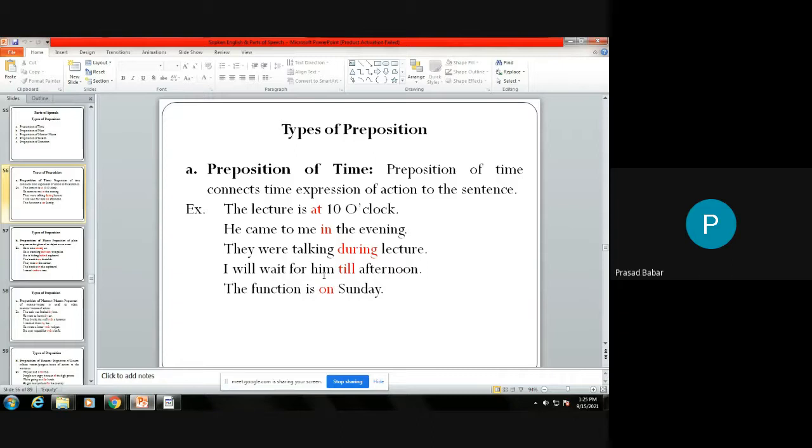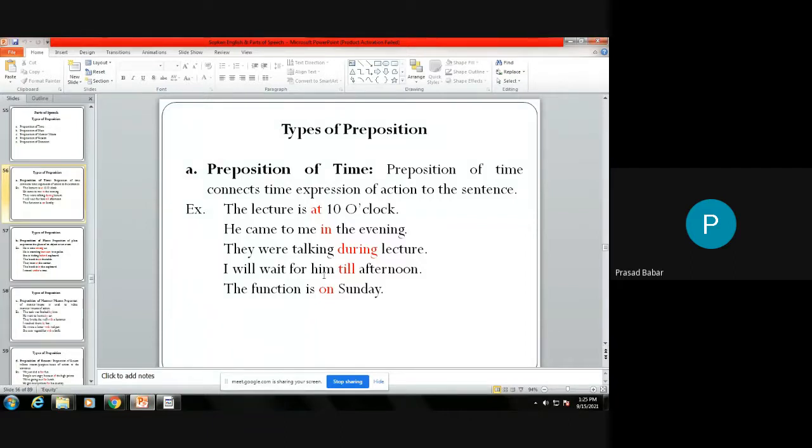The lecture is at 10 o'clock. Here the at is working as a time expression. In the next example, he came to me in the evening. In this example, in works as a time expression. At what time? In the evening. Then the next is, they were talking during lecture. At what time were they talking? They were talking during lecture.